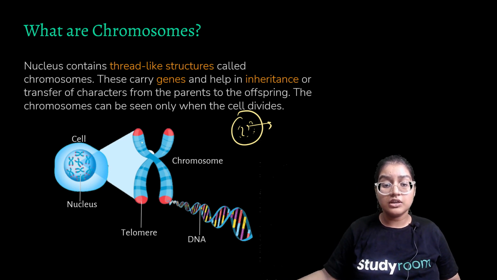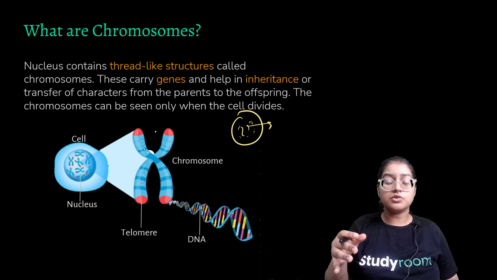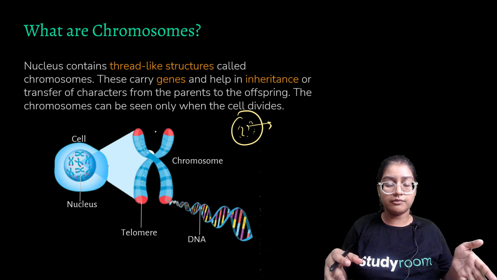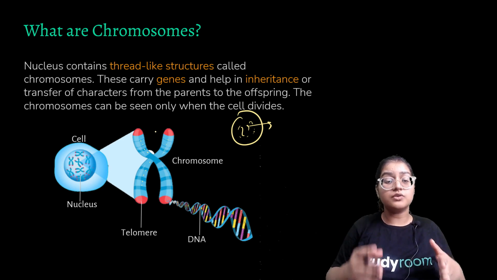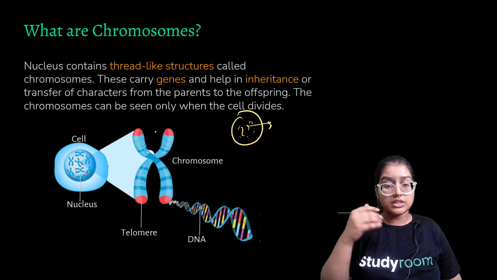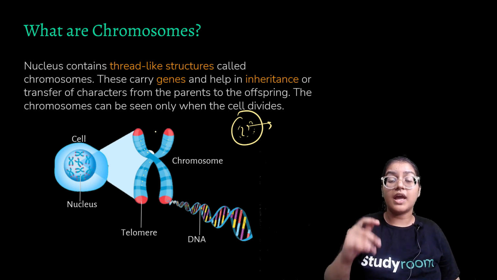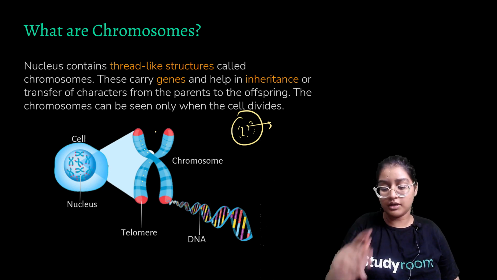They carry several genes with them, which helps in the inheritance or transfer of characters from the parents to the offsprings. And chromosomes can also be divided when we share the chromosome. We share half of our pair of chromosomes from our mother, half from our father. So chromosome actually divides. You can actually see the division of chromosomes in it. So these are about chromosomes. Chromosomes carry genes and help in inheritance, and these are thread-like structures. So these 2 points are very important to note.